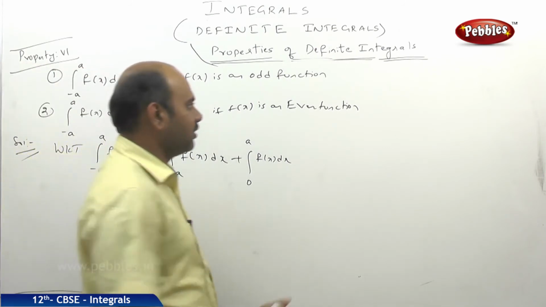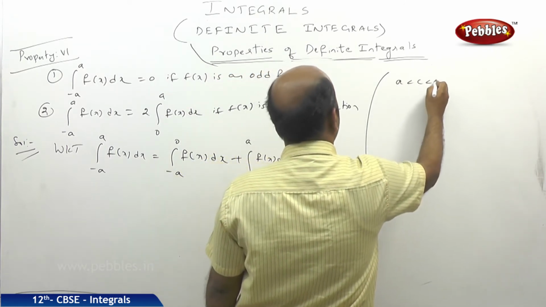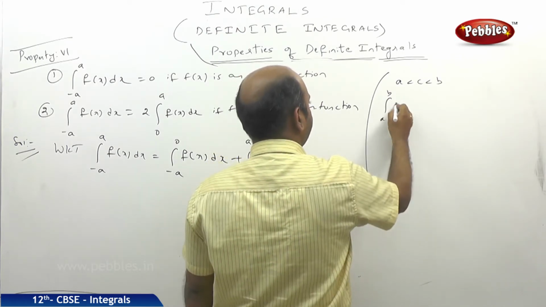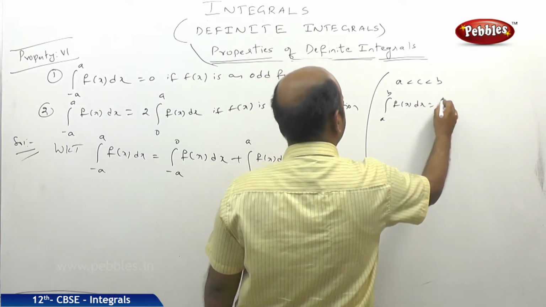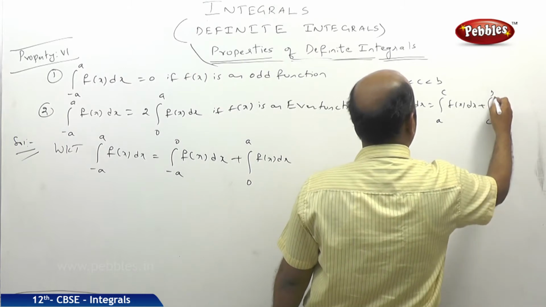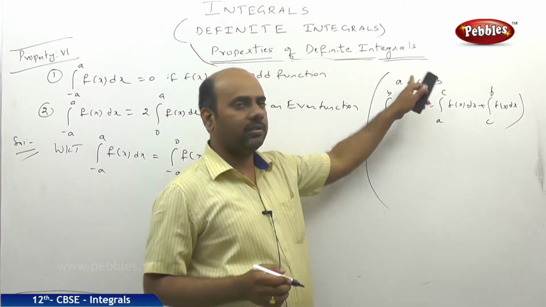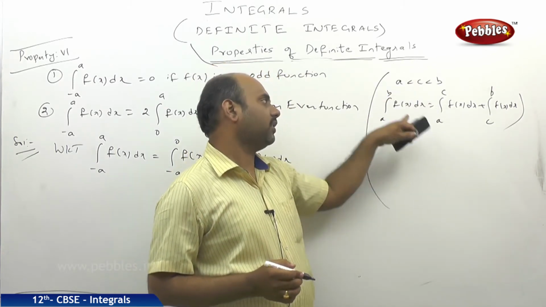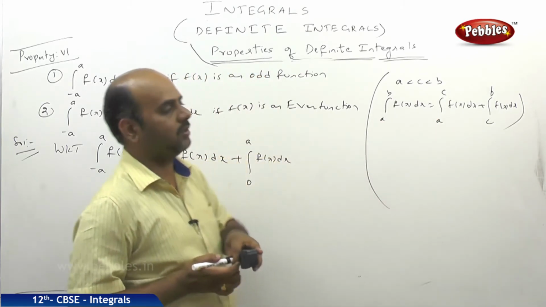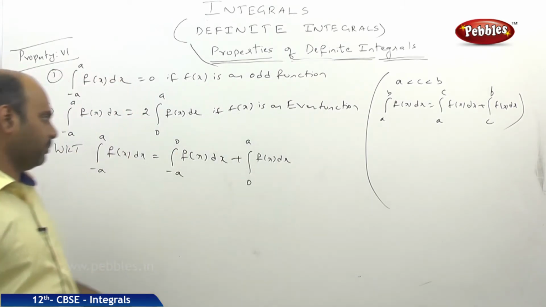How I split it: if you remember carefully, property 3 or 4 says whenever a is less than c is less than b, that means c is a number lying between a and b, integral of a to b f of x dx can be written as integral a to c f of x dx plus integral c to b f of x dx. I think you can remember that property.